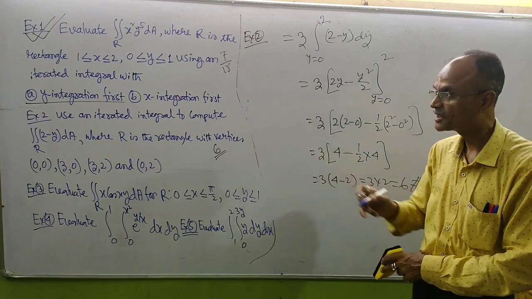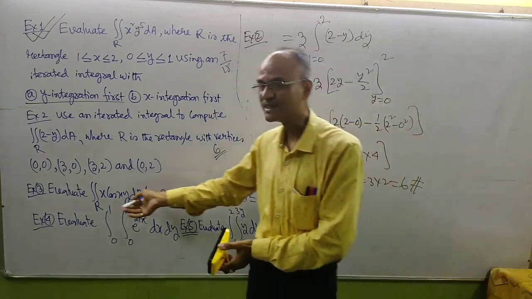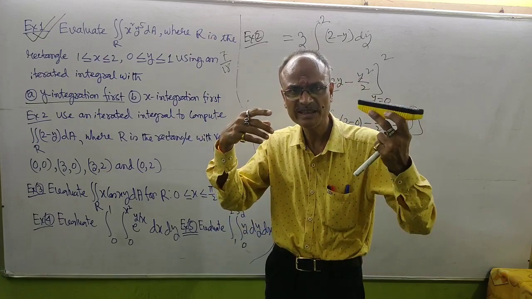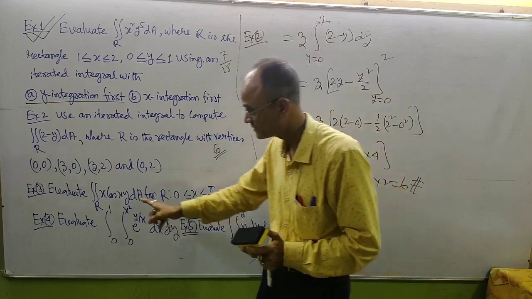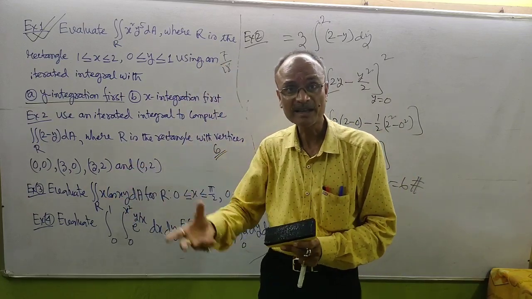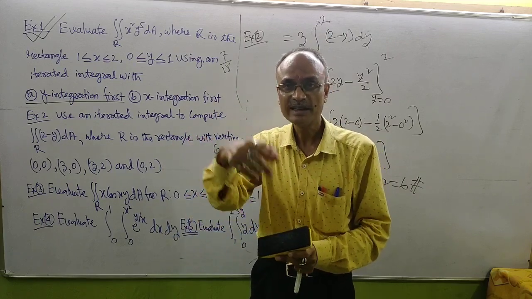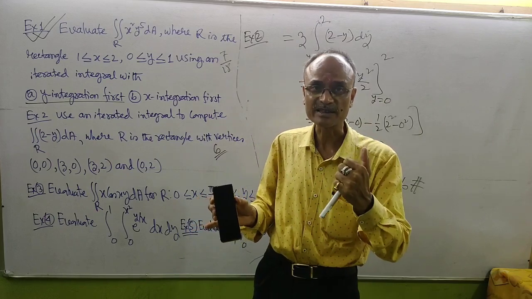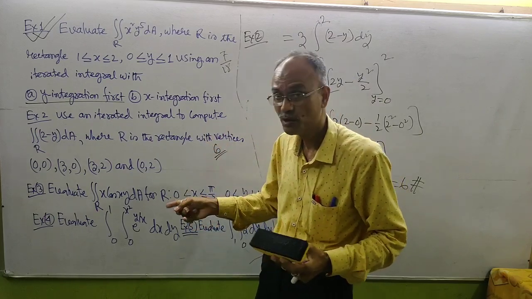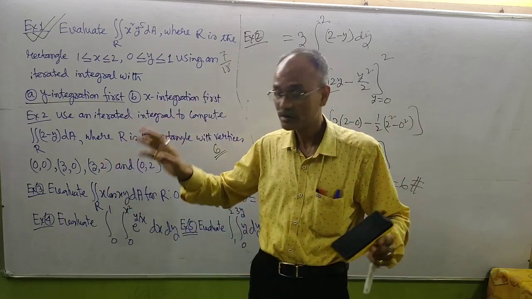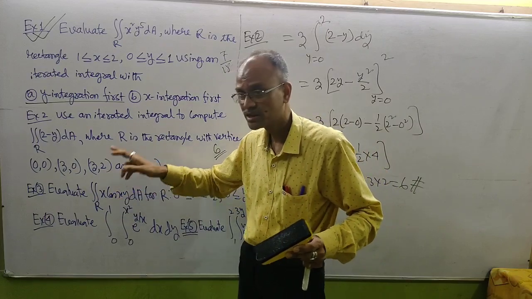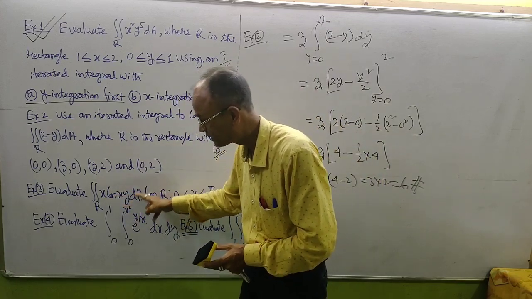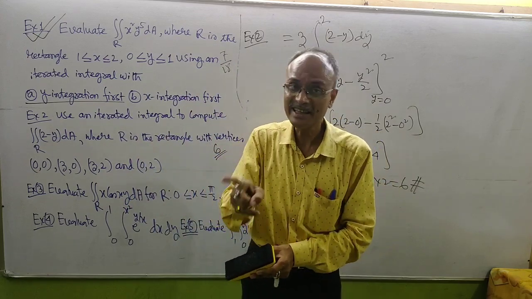Now let us try to solve question number 3. It is very interesting. Why is it interesting? X is here. If you want to integrate x first, you will have to integrate by the rule of integration by parts: first function into integration of the second function minus the integration of the product of the differentiation of the first function and the integration of the second function. But if you integrate with y first, then treat x as constant. When x is constant, x cos of xy can be integrated easily with respect to y.